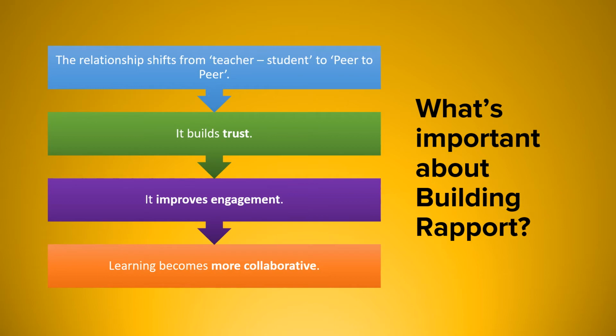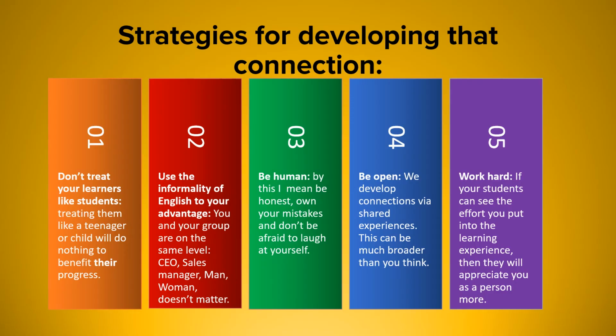So how can we get to this point? Let's look at strategies for developing that connection. The first one is that the key part of this is not treating your learners like students. We are professional adults working with professional adults, and that relationship needs to be open and built on mutual respect, not on perceived or artificial authority. There is no place for having someone be the big boss of the classroom.